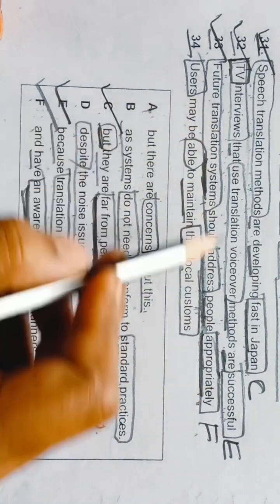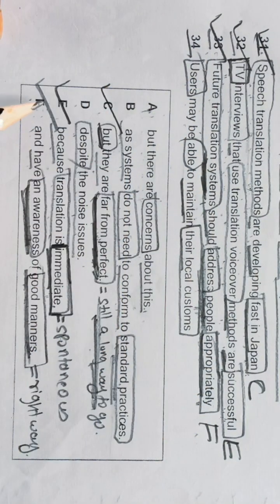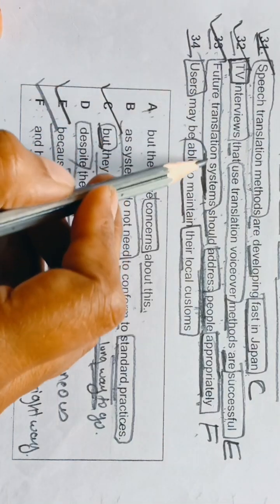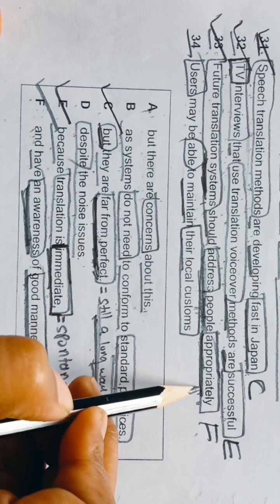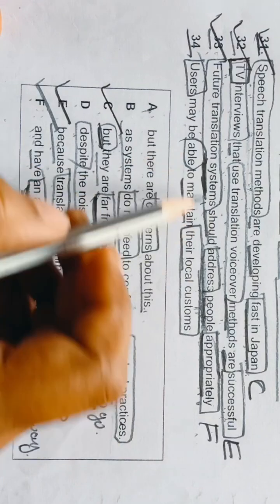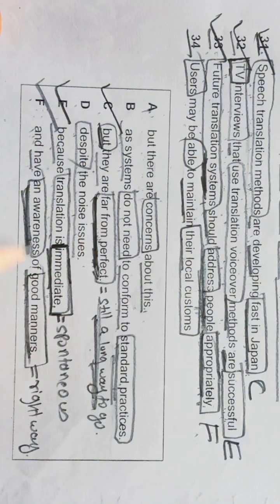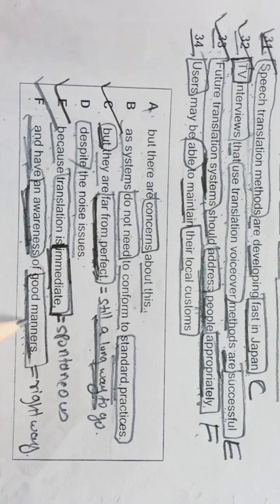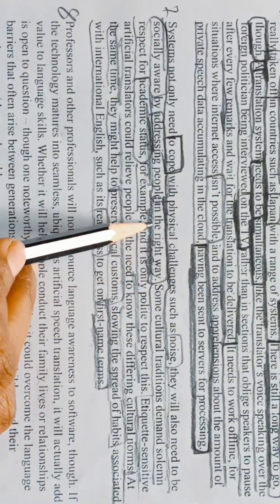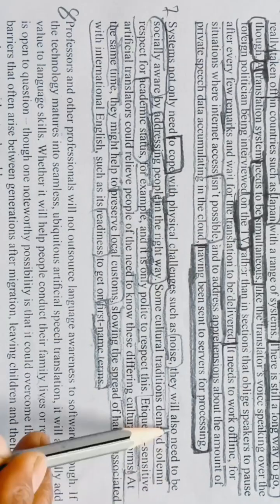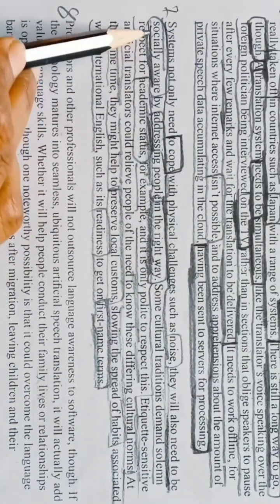I hope you understood this. We are getting our answer from here. Future translation systems should address people appropriately and have an awareness of good manners. So we are getting our answer from here. They will also need to be socially aware.